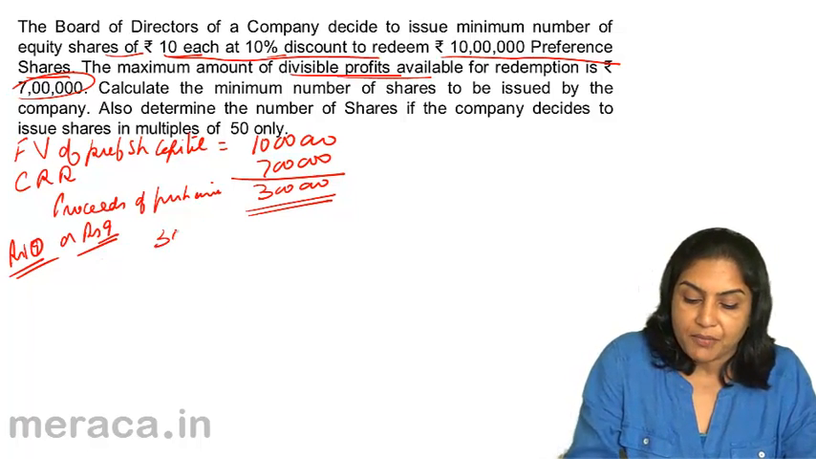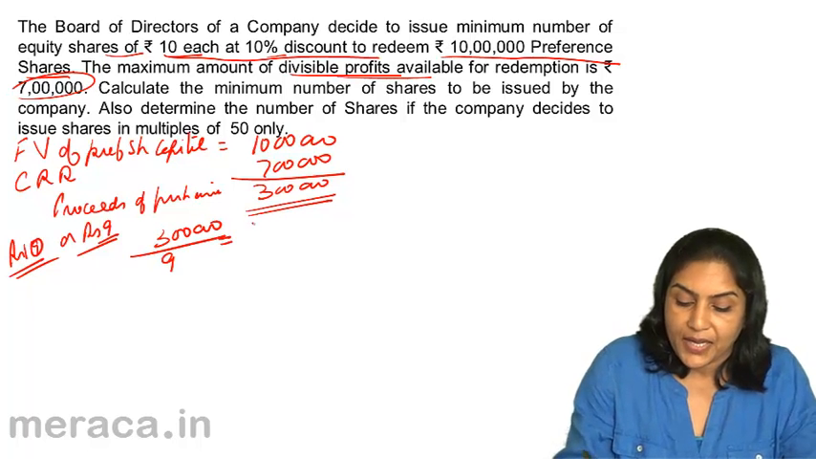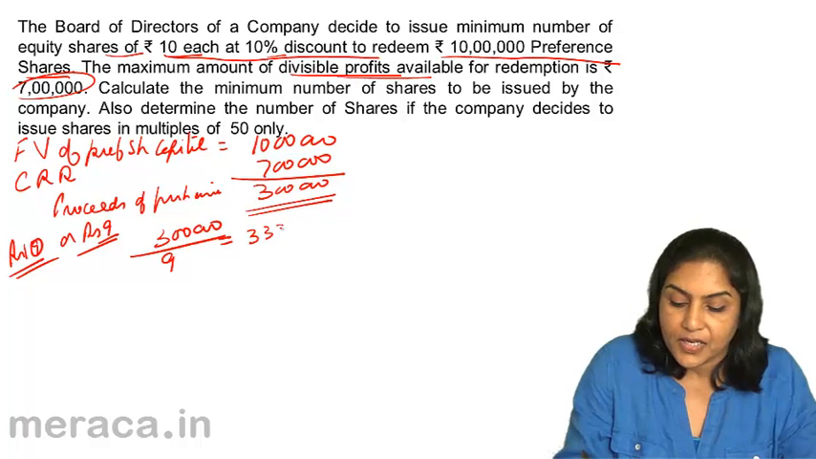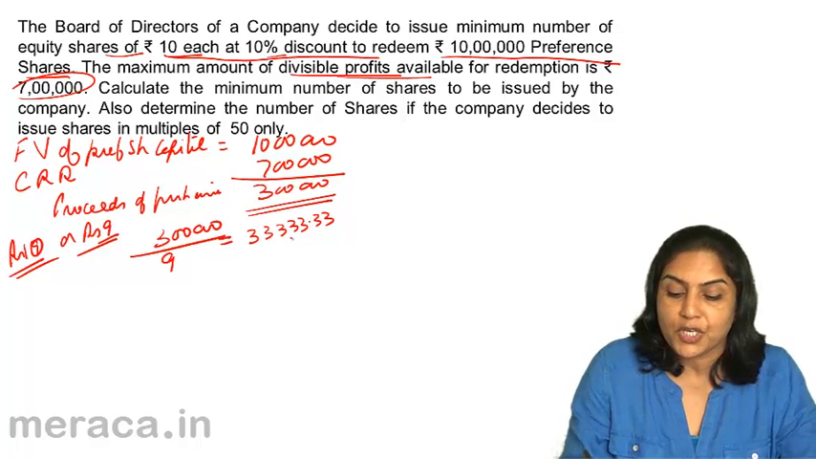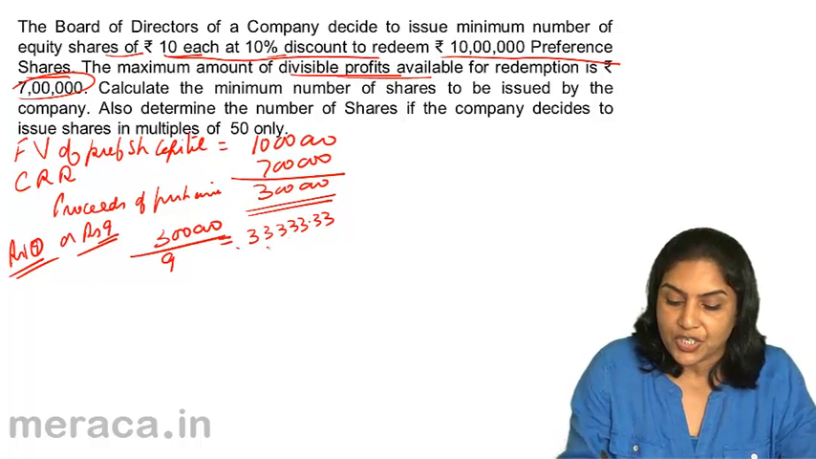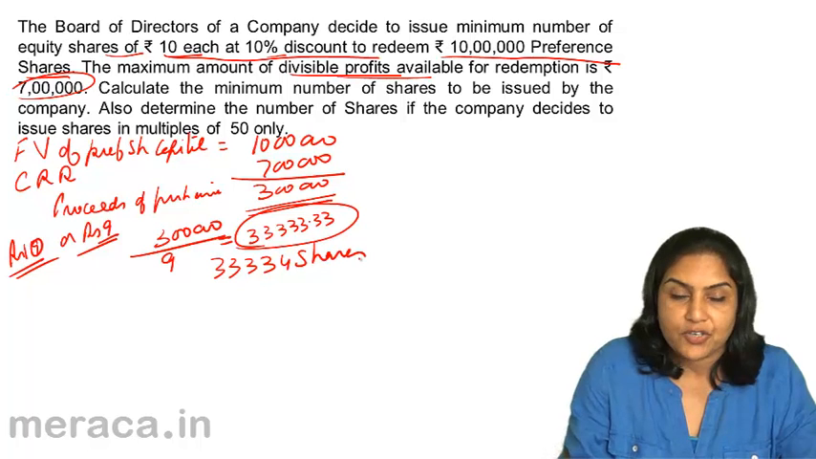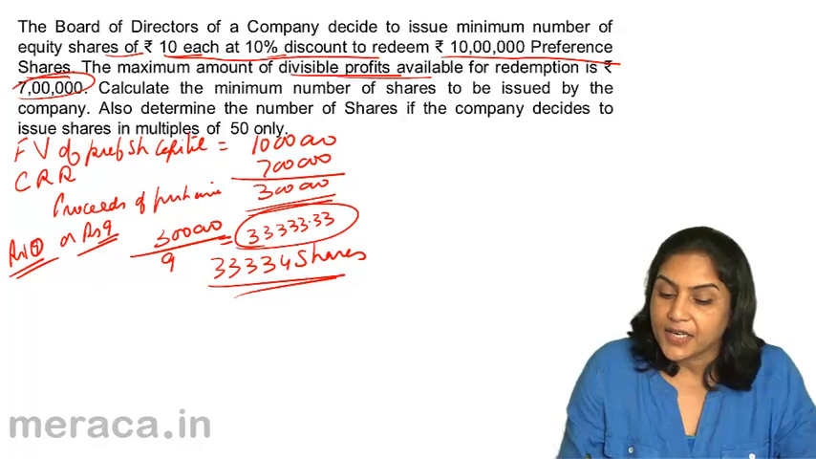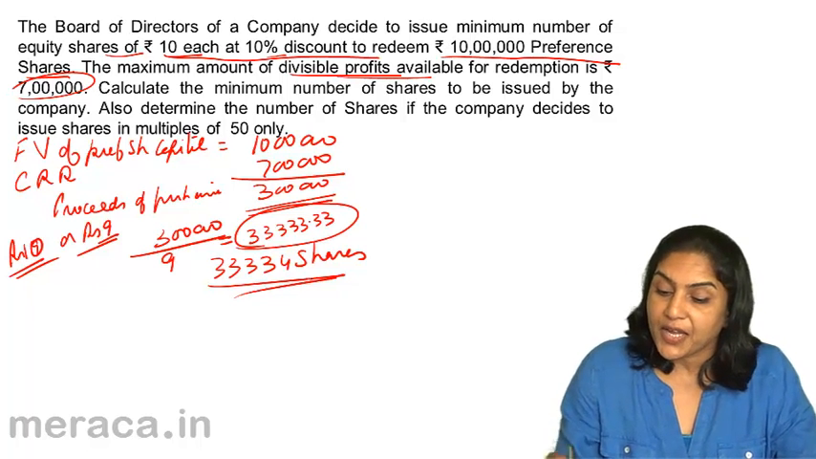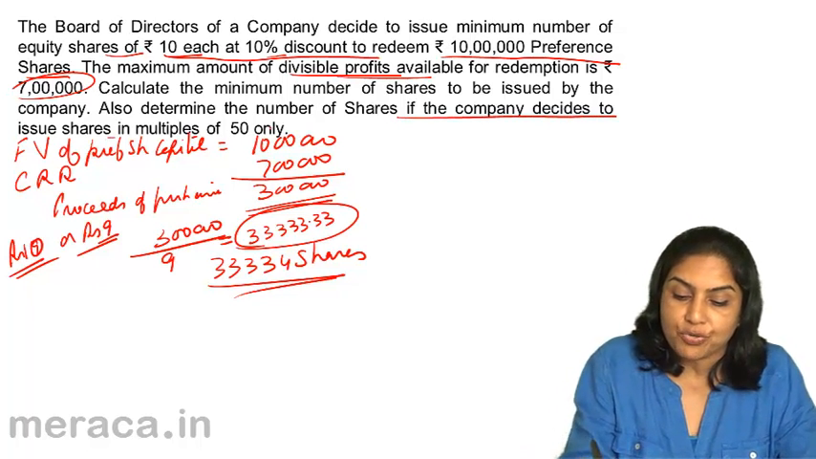Preference shares to be redeemed is now 3 lakh, balance left. Divide by 9, we get 33,333.33 shares. So what is the minimum number of shares to be issued? We will not issue fractional shares. Therefore, we will have 33,334 shares.